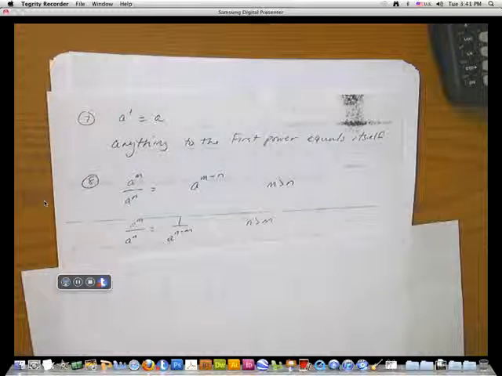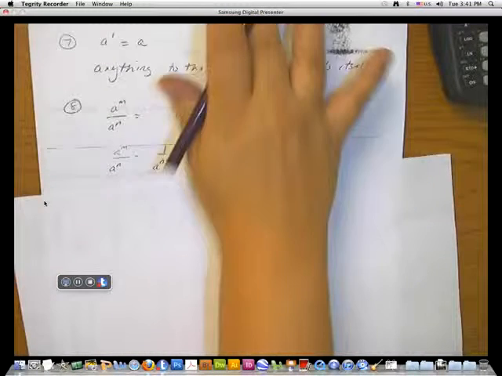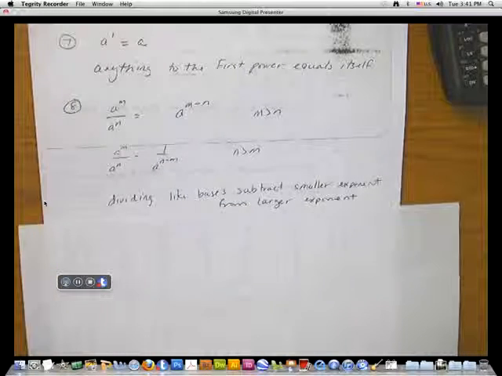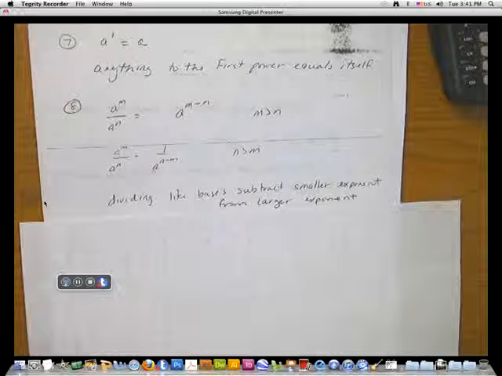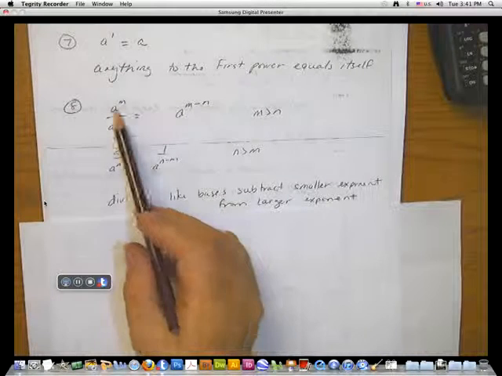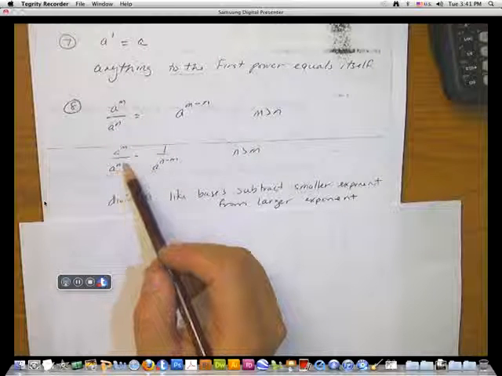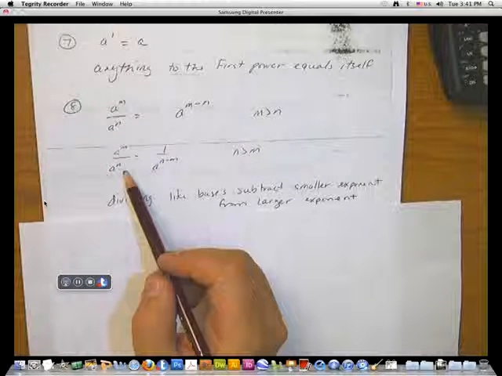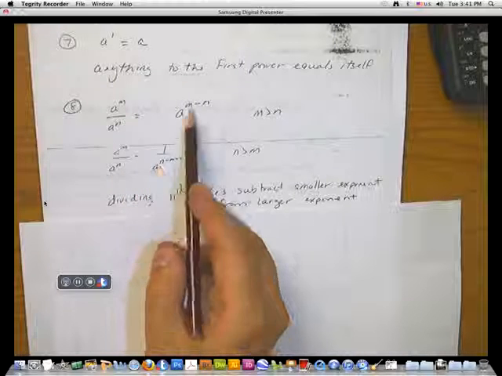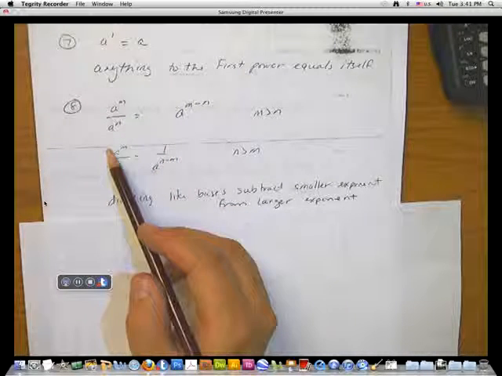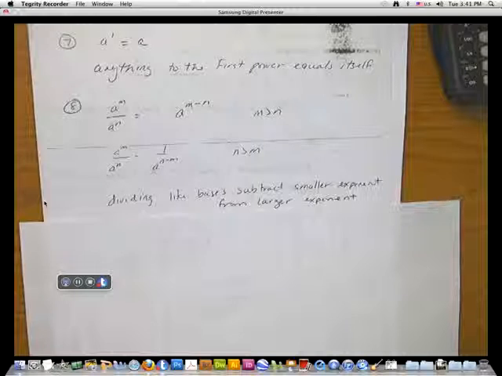Rule number 8 says when you're dividing like bases, and they do have to be alike, whether they're numbers or letters, you subtract the exponents, and you always subtract the smaller from the larger. So if your larger's in the numerator, then we subtract up. If your larger's in the denominator, then we would subtract down. But you always subtract when they're like bases, subtract exponents.